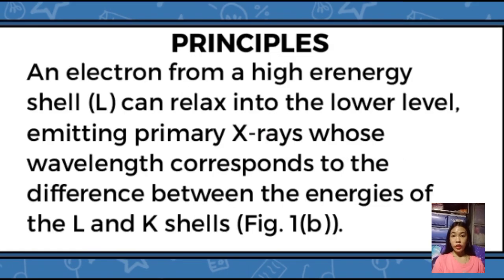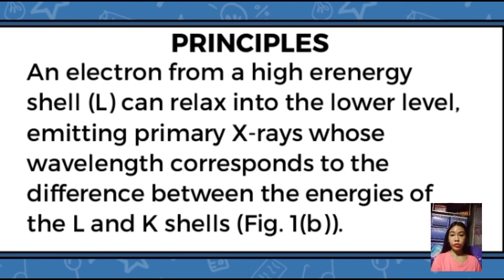When a target atom is bombarded, an inner electron, typically from the K-shell, can be excited and ejected completely from the atom, creating a vacancy in the shell. You can see it in Figure 1a. The significance of this process lies in the resulting electron transition that occurs.